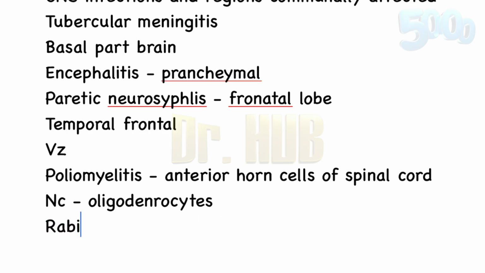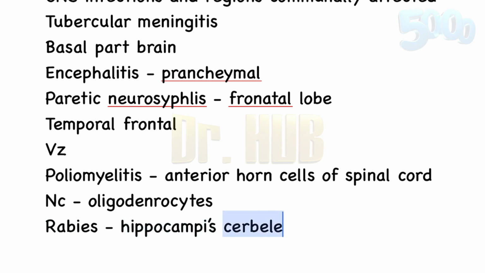Then comes rabies. So what about rabies? It is the hippocampus and cerebellum. Then when you look at HIV, it is the subcortical regions.